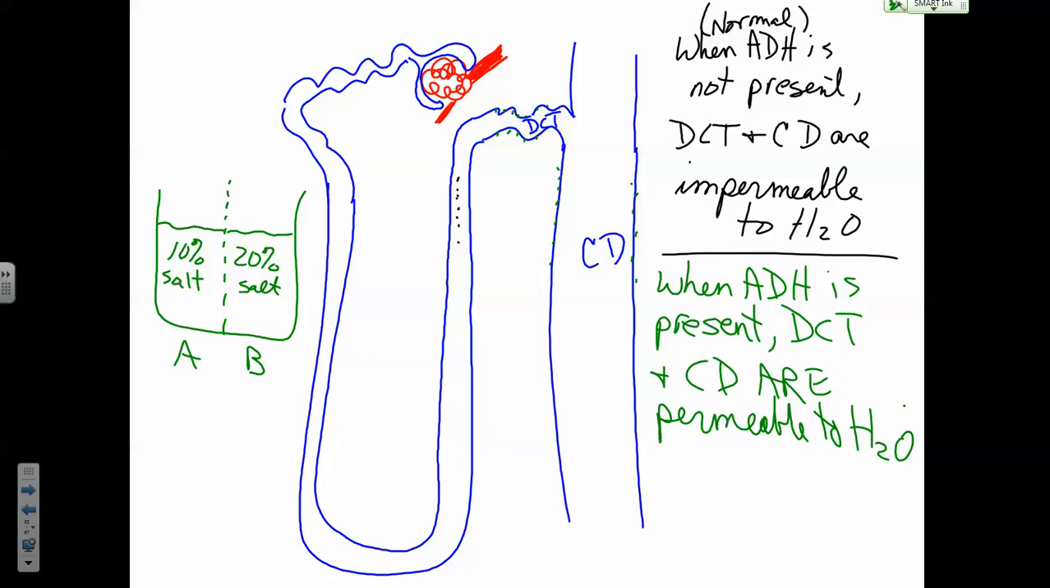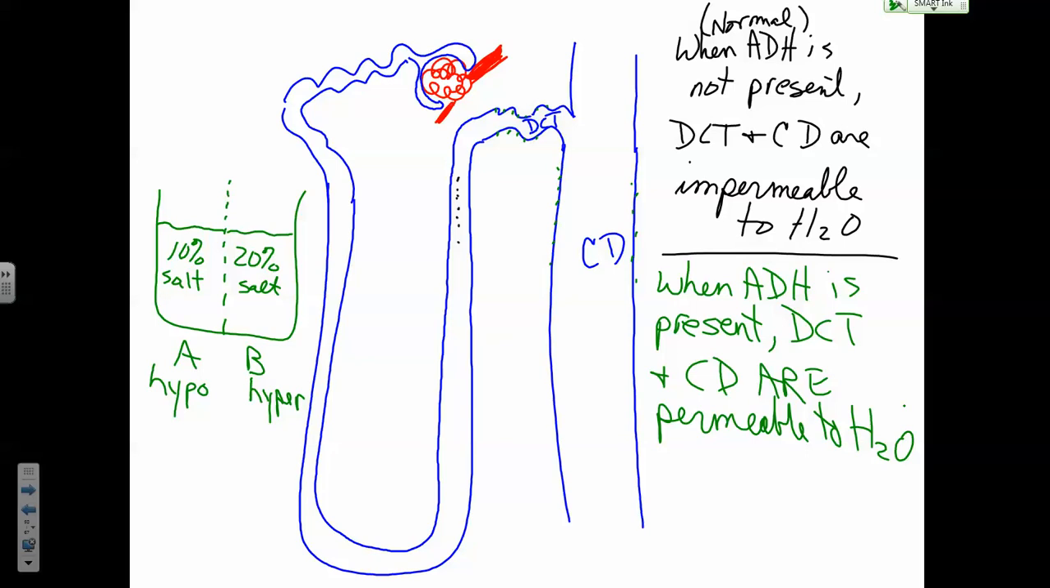Side A is hypotonic. Side A is hypotonic to side B. Side B is hypertonic to side A. The hyper and the hypo refer to the solute, not the water. Okay? Side A has less solute than side B, therefore it's hypotonic to B.